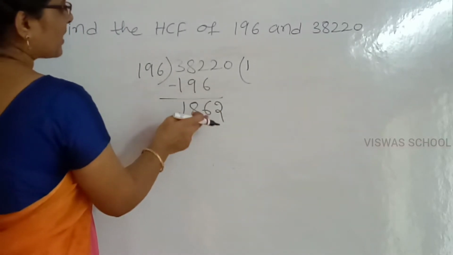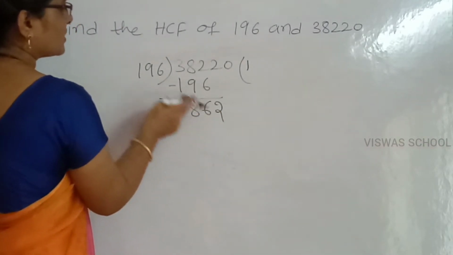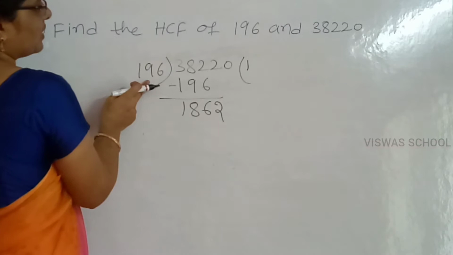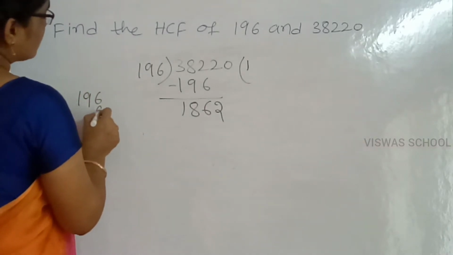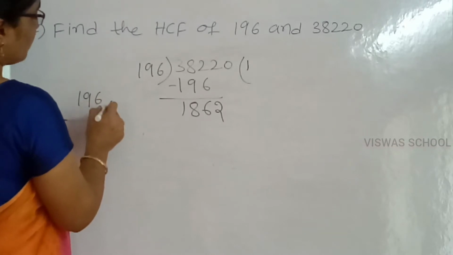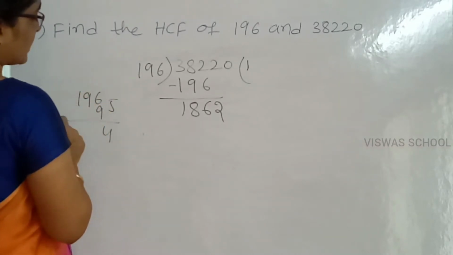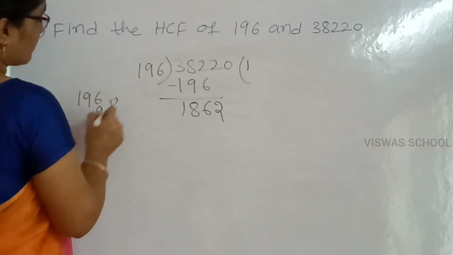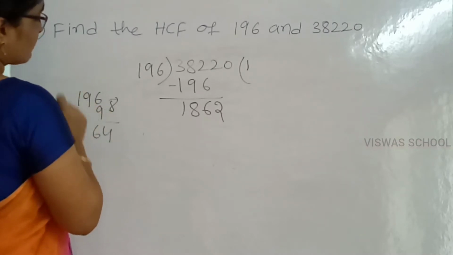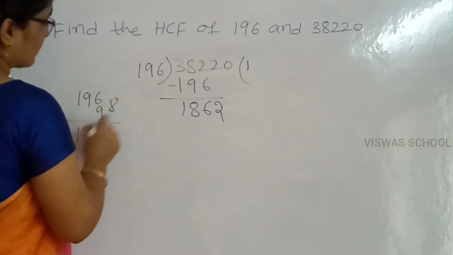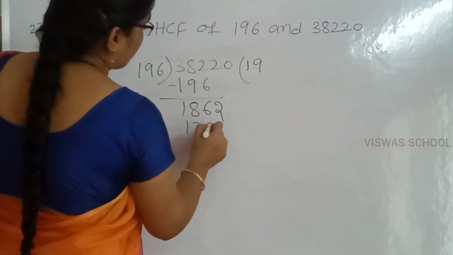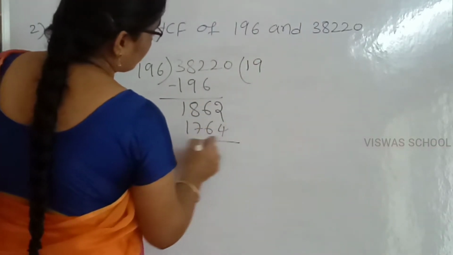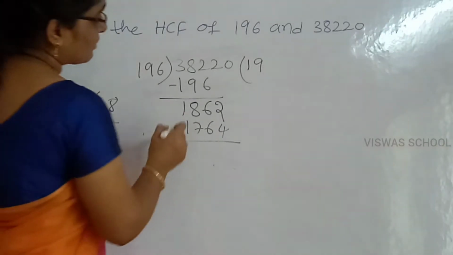1862. Now we have to divide 1862 with 196. That is 196 9s are how much? Once check. 9 6s are 54. 9 9s are 81. 81 plus 5 equals 86. 9 1s are 9. 9 plus 8 is 17. That is 196 9s are 1764. Now we have to subtract these two.